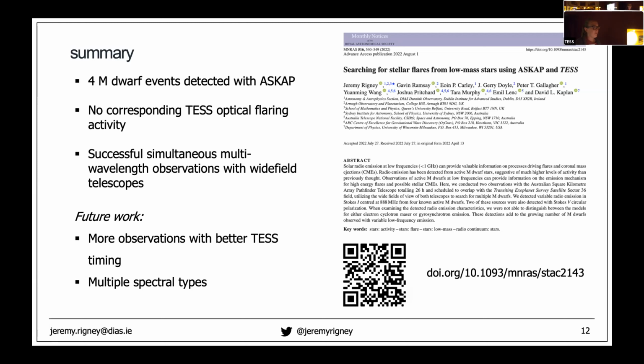You looked for radio emission first and then checked TESS. Have you done the opposite, which is look for flares in TESS and then look for matching flares in the radio emission? He says this is very cool. Have you tried the opposite? Look for flares in TESS and then radio.